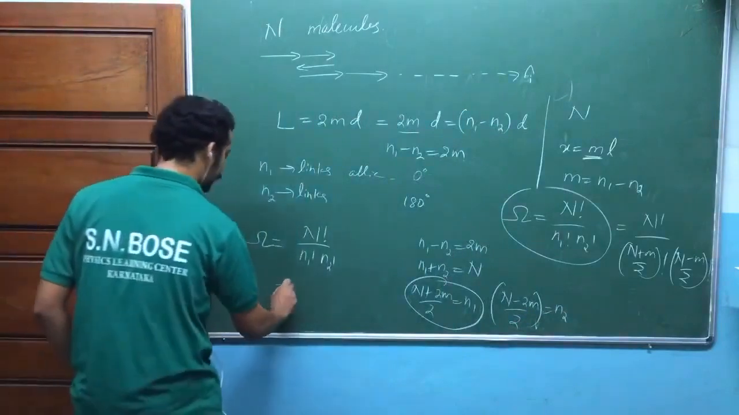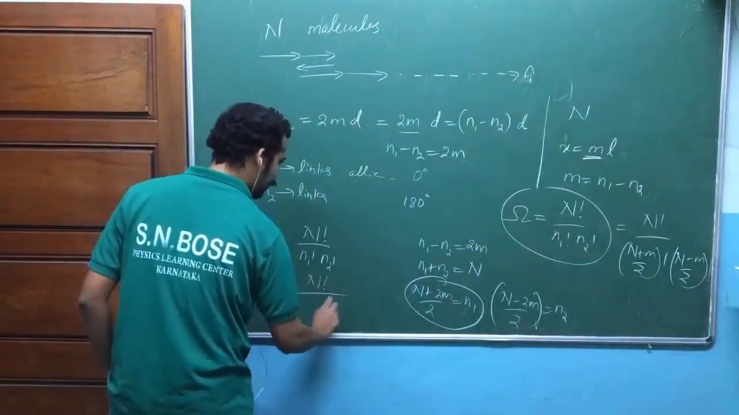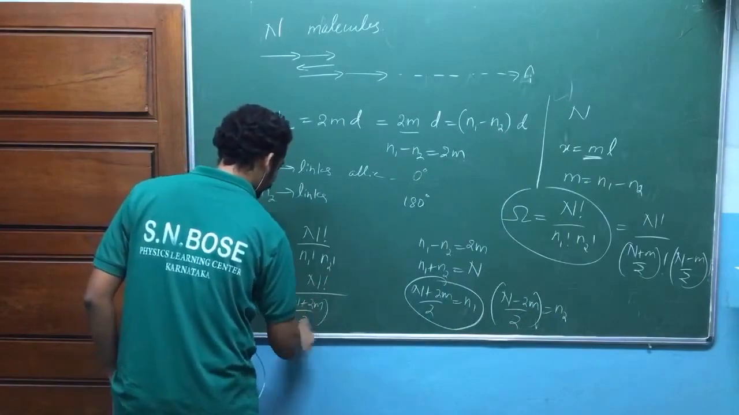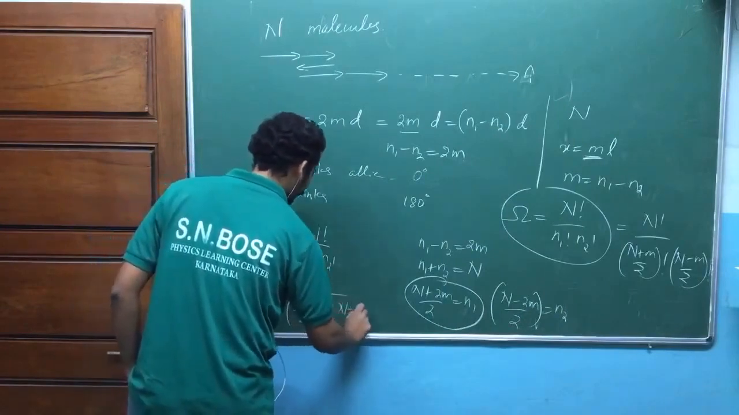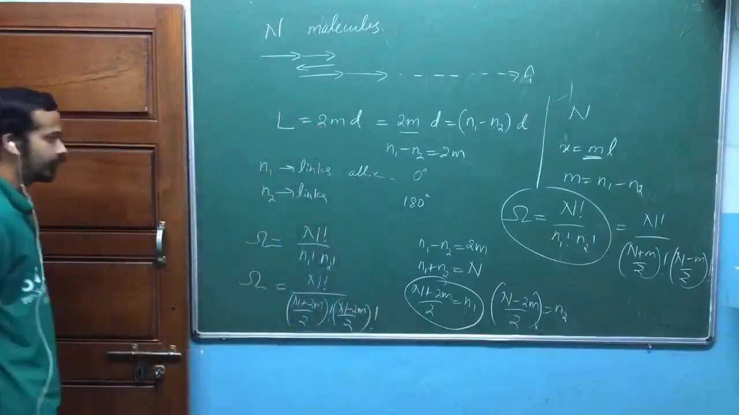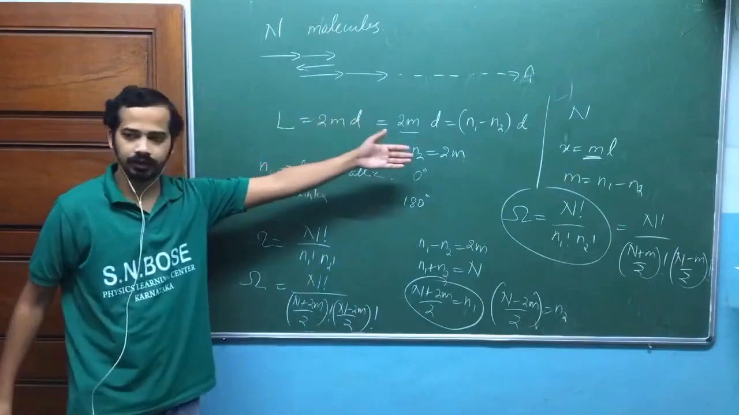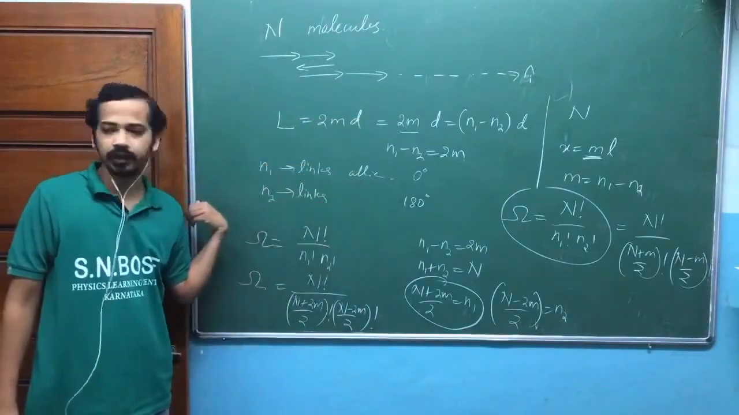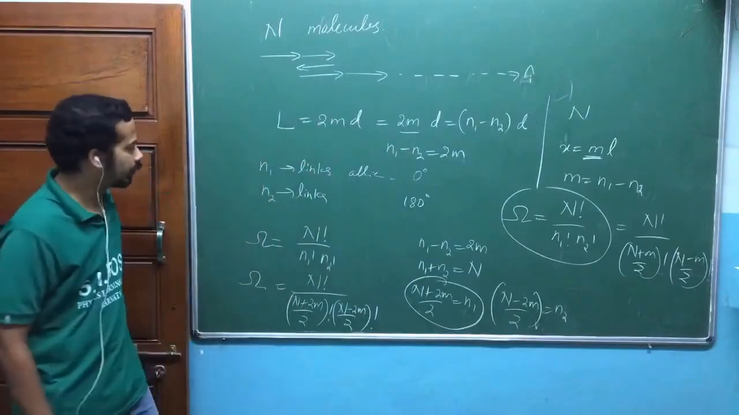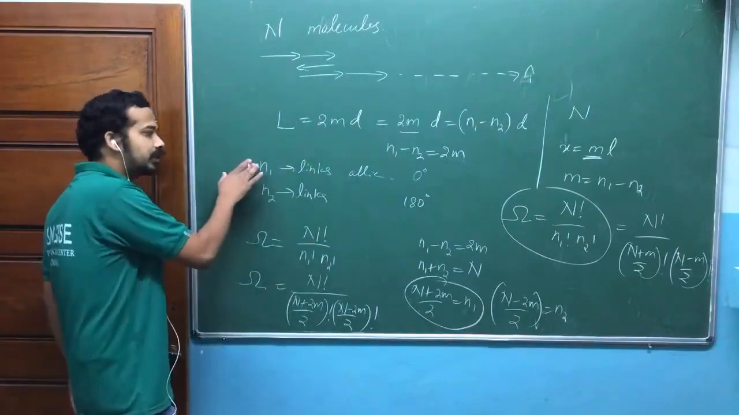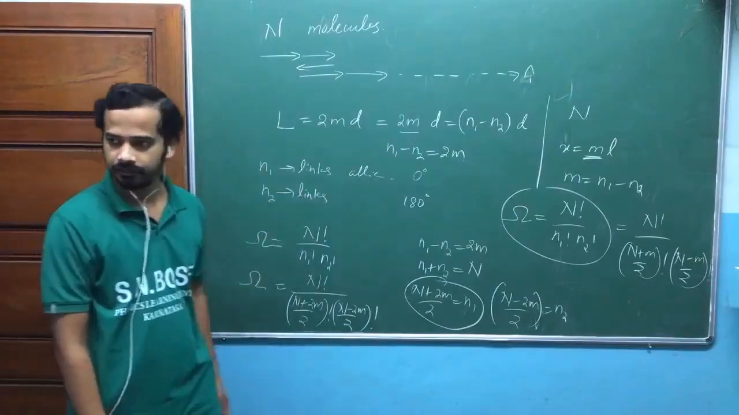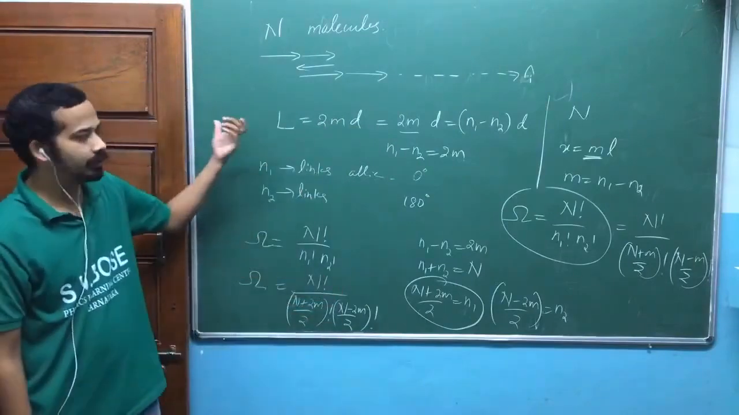Now substitute that one, that's equal to n factorial divided by (n plus 2m) whole divided by 2 factorial, (n minus 2m) whole divided by 2 factorial. It's not over, wait a second. n1 links aligned 0 degree, n2 links aligned 180 degree. So that total length is equal to this one, am I right? Now look at here, n1 links can align 180 degree, n2 links can align 0 degree. Then also total length will be same, am I right?